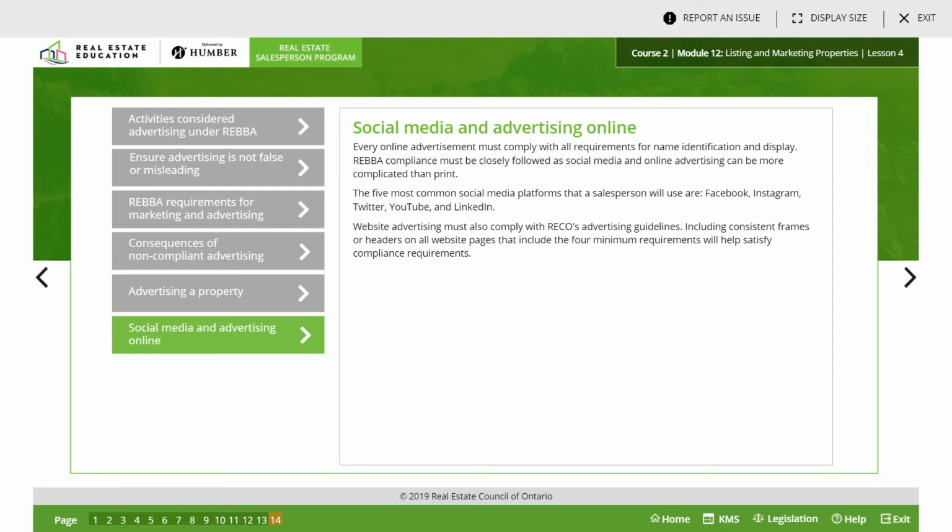Social media and advertising online. Every online advertisement must comply with the requirements for name identification and display.